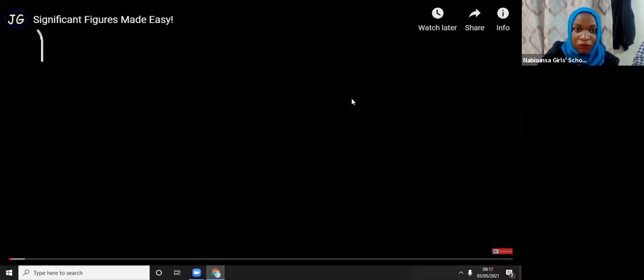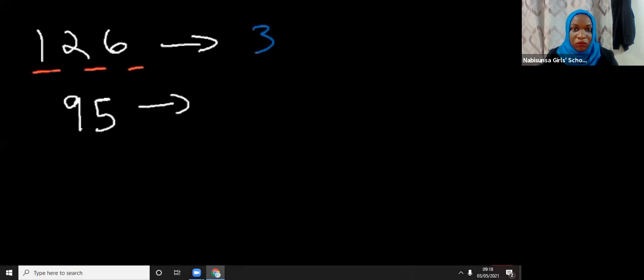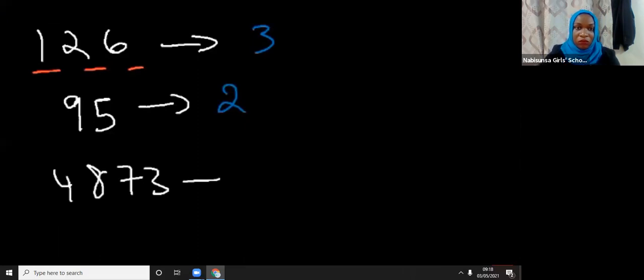So the first thing you need to know is that any non-zero number is counted as a significant figure. So 126 has three significant digits, 1, 2, 3. So it has three sig figs. 95 has two significant figures, and 4,873 has four significant figures.